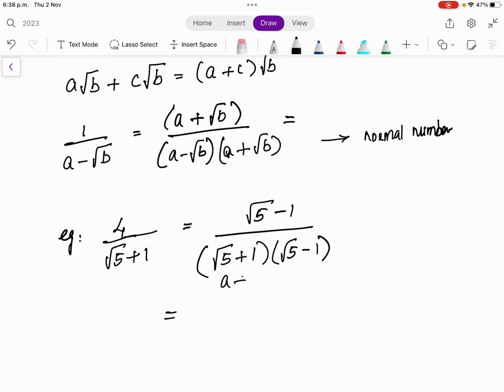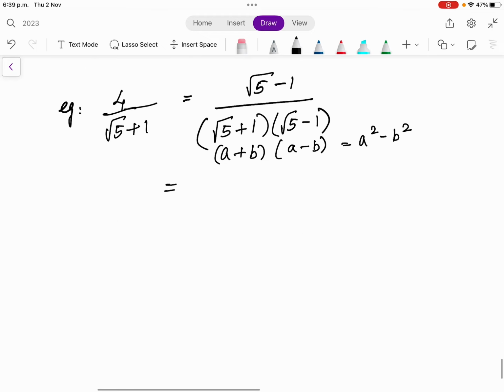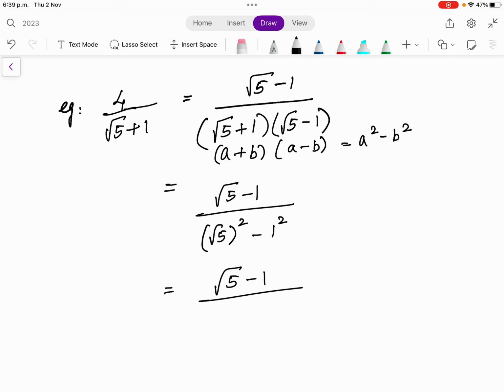And if you see, this is of the form a plus b and a minus b, which can be written as a square minus b square. So the denominator will become the square root of 5 square minus 1 square. The square root of 5 square is 5, because the square root and the square get cancelled with each other, and then minus 1. So that is equal to 4, and the whole expression is equal to the square root of 5 minus 1 divided by 4.